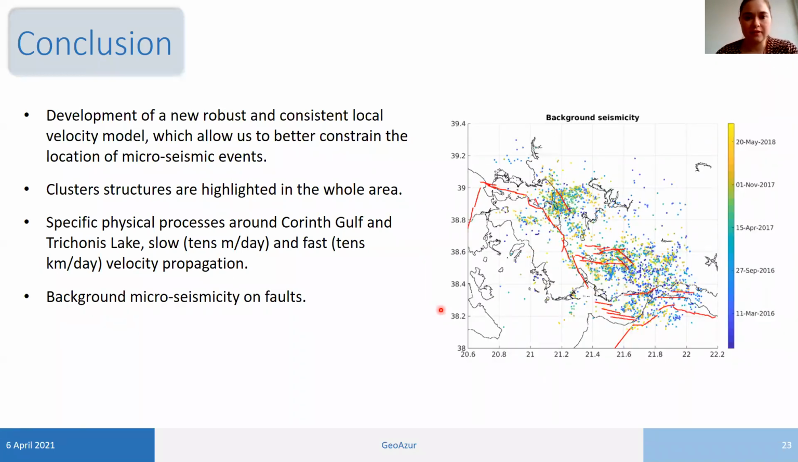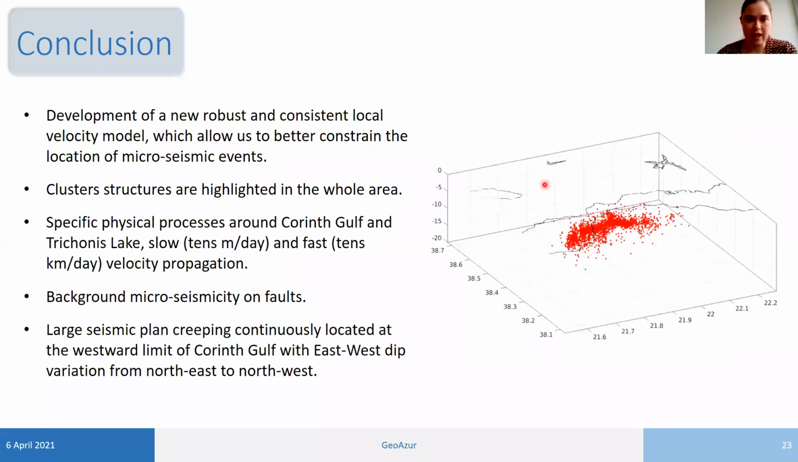The background seismicity has been located between faults and in areas. And a large seismic plane creeping continuously has been located at the westward limit of the Gulf of Corinth, with east-west dip variation from northeast to northwest.